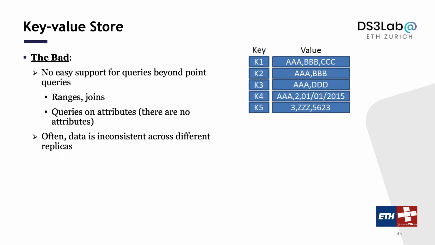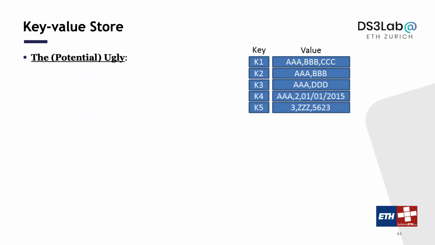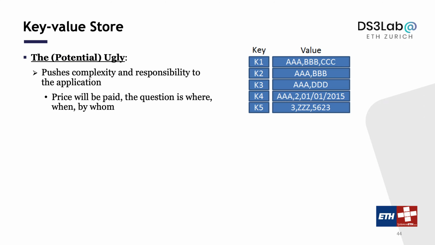And often data is inconsistent across different replicas, right? You need to deal with that when you build applications. And also the ugly side: it pushes the complexity and the responsibility to applications. So at the end of the day, there's no magic. Someone has to pay the price. Someone has to deal with the complexity. Either the database does that for you, or you, as someone building applications, pay for the complexity.